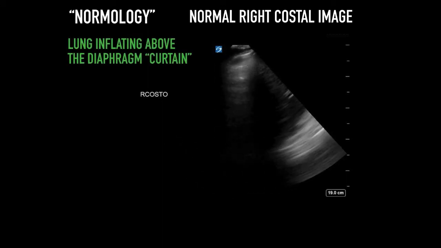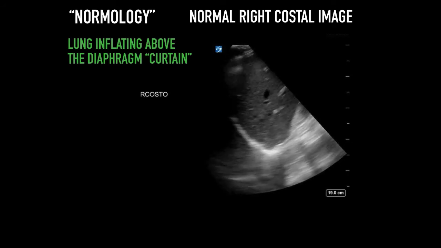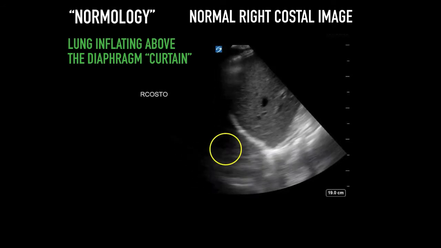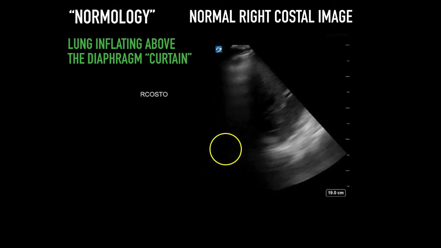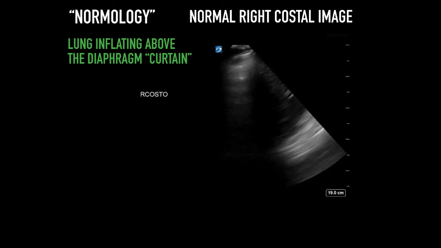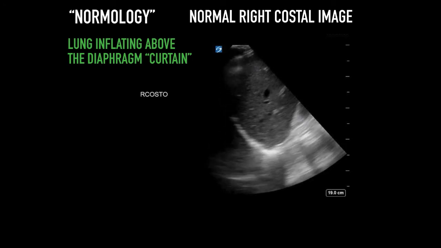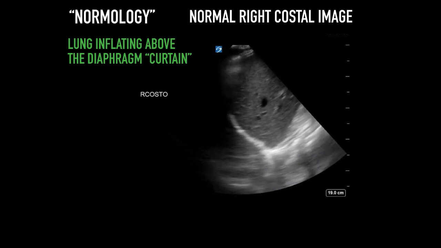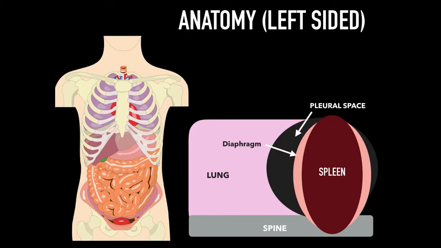It is not uncommon to see a small area of what's called a mirror image artifact, which duplicates the texture of the liver above the diaphragm. This is an artifact beyond the diaphragm and is not the true pleural space, as there is no pleural effusion here. The left side anatomy is very similar. And again, I would encourage you to aim for the mid-axillary line and start caudally and head more cephalad, as you want to aim to go through the abdominal viscera as an acoustic window to see the pleural space.